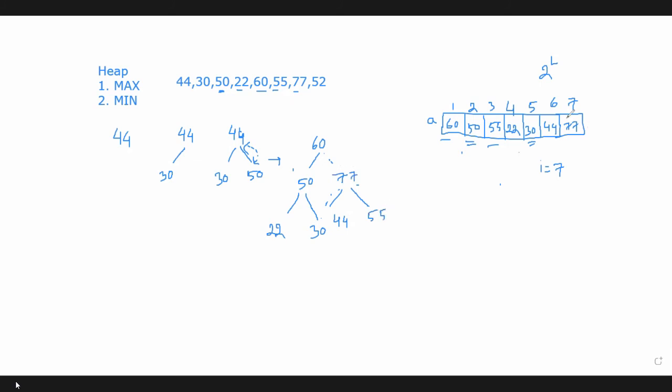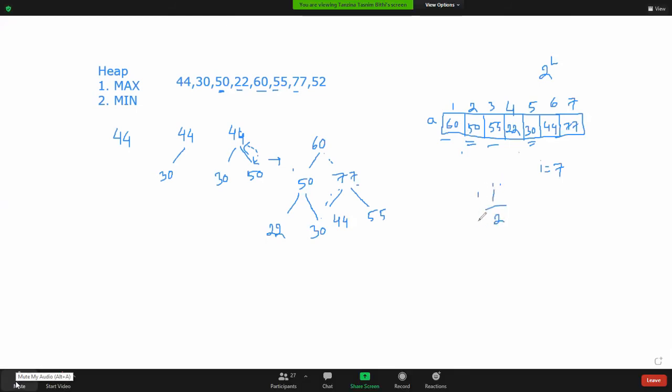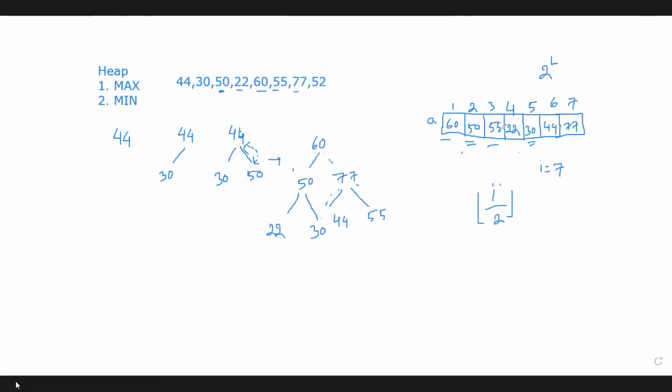So now we can change the array. Which one is the parent node of 77? I equals 7. 7 divided by 2 equals 3.5, and we are taking the floor value, that is 3. So 55 is the parent node of 77, and the parent node is less than 77. That means change these two nodes. So here we'll add 77, and 55 will be added in place of 77.